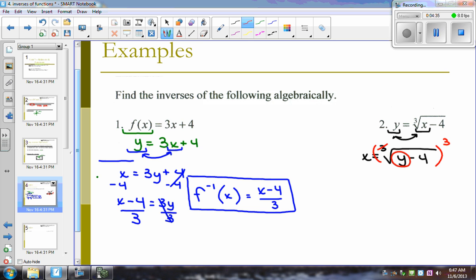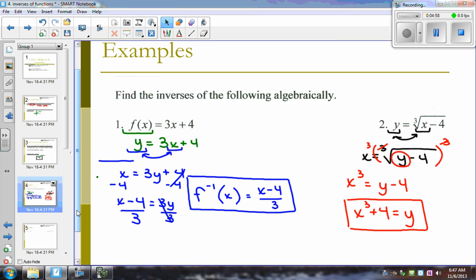Cubing is its inverse operation. But what we do to one side of the equation, we do to the other, as we know, leaving us with x cubed equals y minus 4. Add the 4 to both sides, and we are left with the inverse notation of our original cube root function. And there it is, guys. That's all there is to it. Switch x and y and isolate the y value.